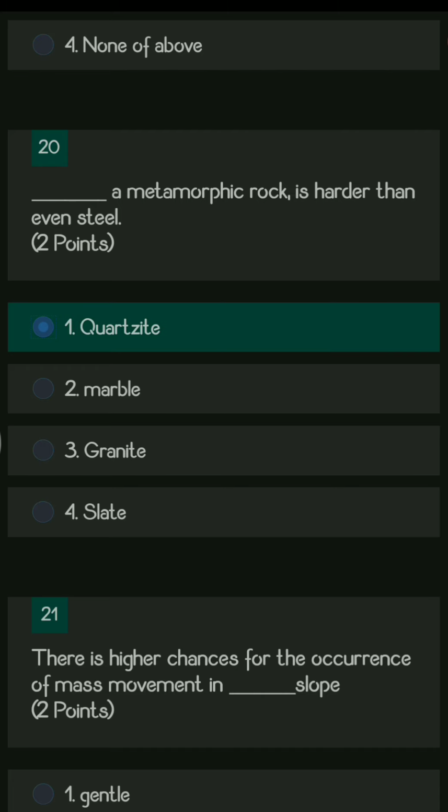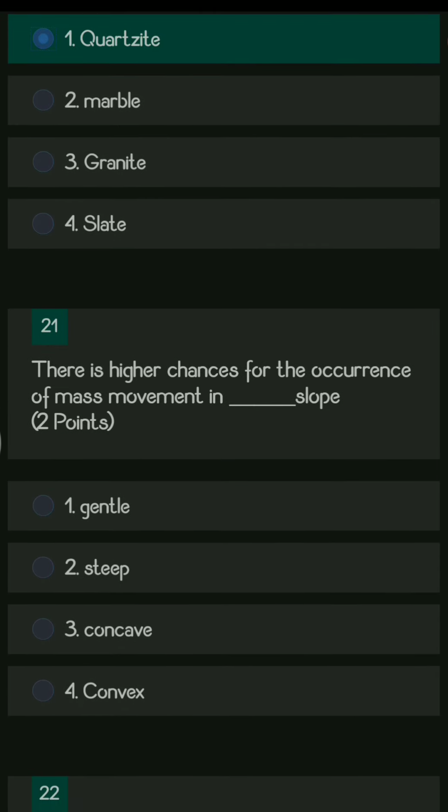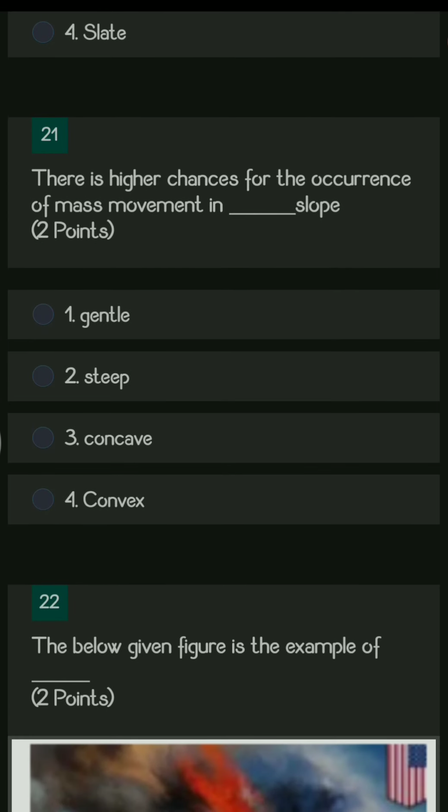Next question. There is a higher chance of occurrence of mass movement in dash slope. So the options are gentle, steep, concave and convex. Basically the slopes are either gentle or steep. If the slope is steeper, then definitely the mass movement will be very high. If the slope is gentle, then the mass movement will be very low. So the right answer is steep, because the question says there are higher chances of mass movement, so definitely the slope should be steep.